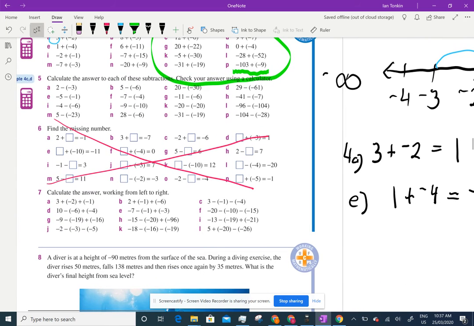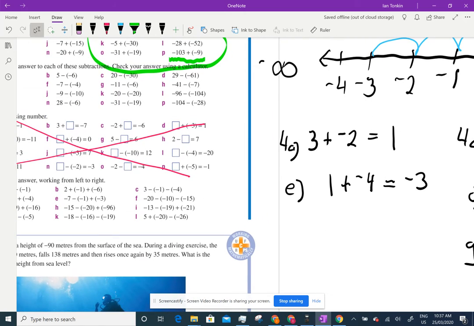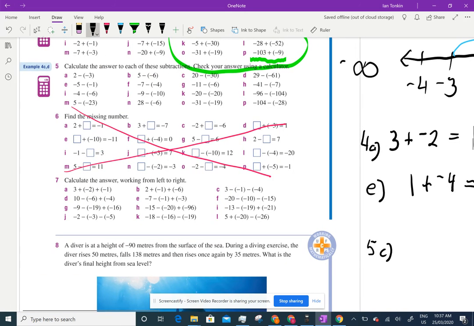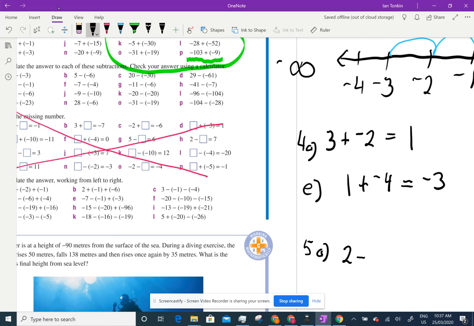question 5, where we've got two negative signs together. So let's have a look at 5C. I want you to go and have a crack at it yourself, because these are really, really easy. Actually, I'll do 5A first using the number line principle, and then I'll do the others using just changing the sign. So 5A, I've got 2 minus negative 3.